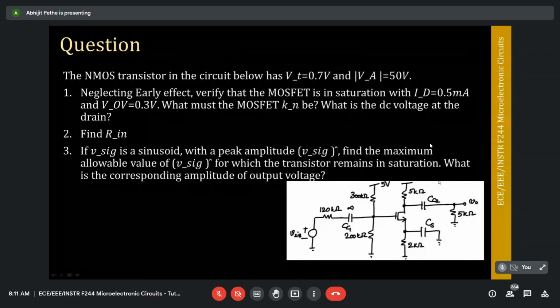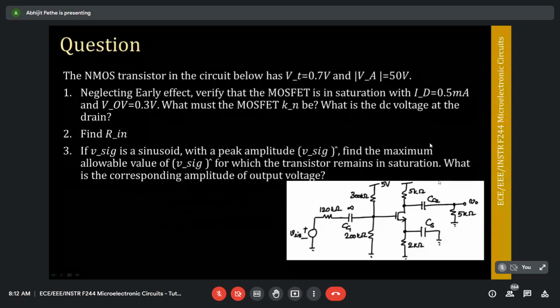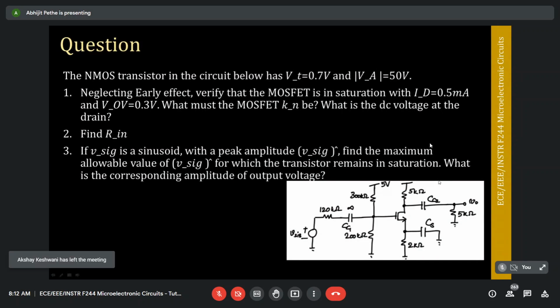So the NMOS transistor in the circuit below has a VT of 0.7 and an Early voltage of 50 volts. I've given the Early voltage, which means channel length modulation is important. Now the first part is neglecting the Early effect. Verify that the MOSFET is in saturation with an ID of half a milliamp and an overdrive voltage of 0.3 volts. What must the MOSFET KN be?